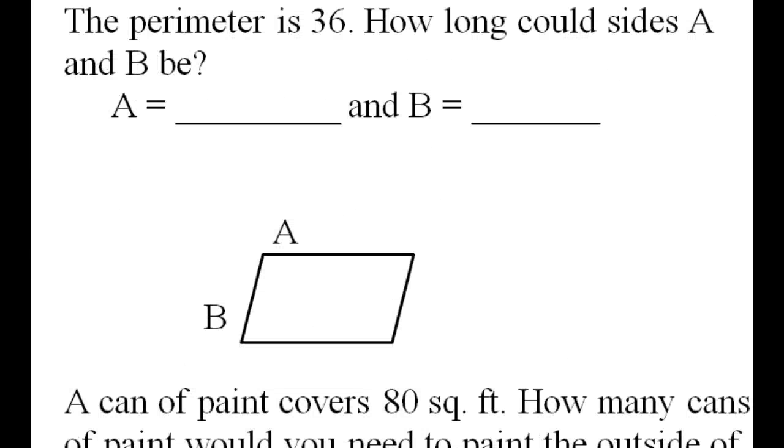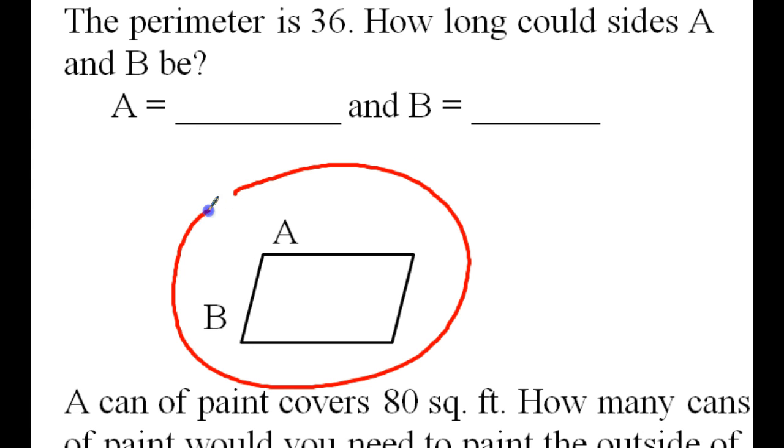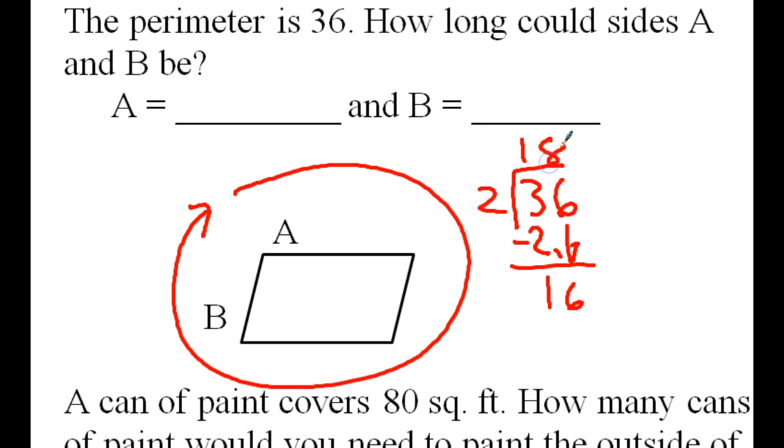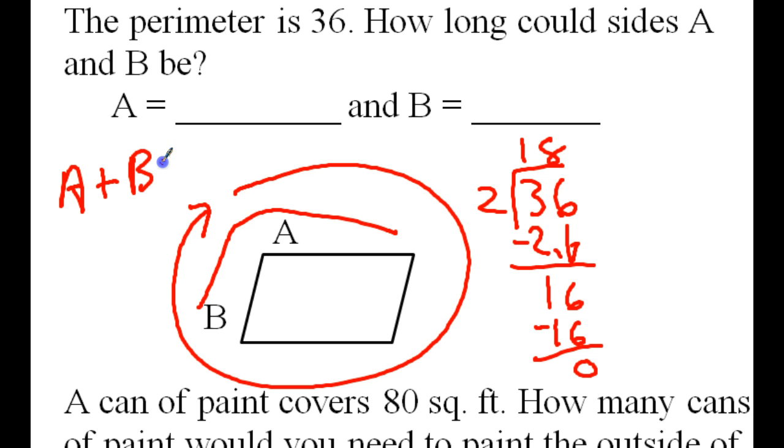The perimeter is 36. How long could sides A and B be? Okay. Remember, perimeter is the distance all the way around. So you can't use an answer like 20 and 16 because that would only get you halfway around. What I like to do is take the 36, divide it by 2, which is going to get me 18. So that tells me A plus B only goes halfway around. If I just go halfway, that's going to equal 18. So I just need A plus B to add up to 18.